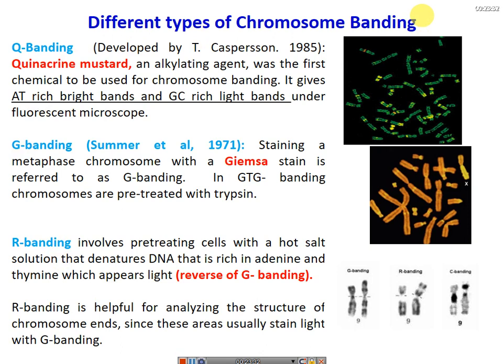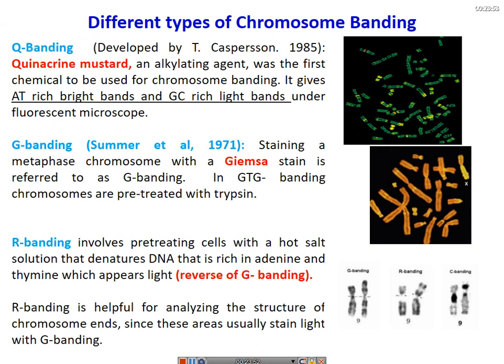We will study different types of chromosome banding that can be used for diagnosis of different genetic changes, right? Different banding patterns can be used, like Q banding, G banding, R banding, NOR banding, C banding. There are different banding techniques to visualize the changes and to compare the changes between chromosomes.